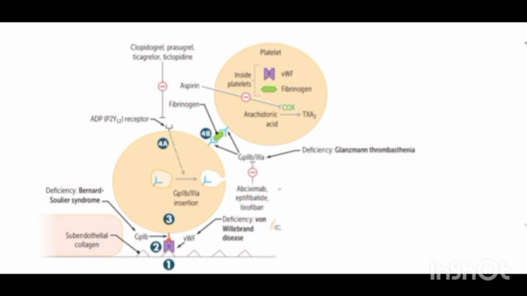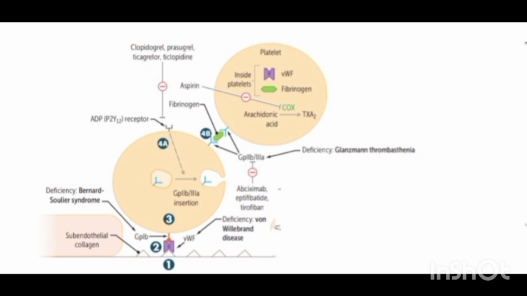Next, activation. ADP binding to P2Y12 receptors induces GP2B and 3A expression at the platelet surface, leading to rapid irreversible platelet aggregation. Next, aggregation. Fibrinogen binds GP2B and 3A receptors and links platelets. This results in temporary plug formation. This stops bleeding. Unstable ones dislodge early.